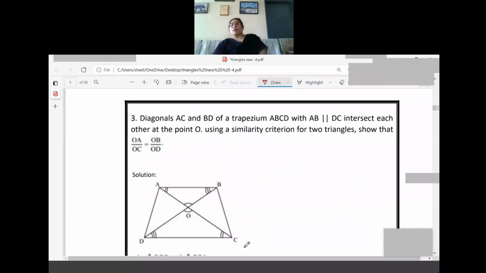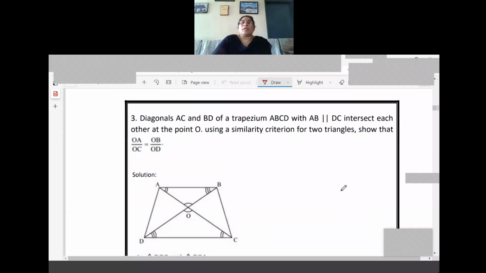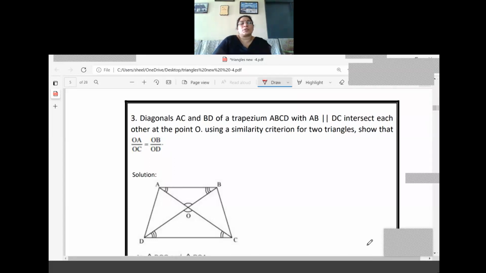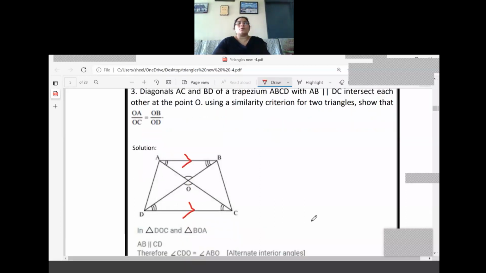Question number 3 now. Diagonals AC and BD of trapezium ABCD with AB parallel to DC intersect each other at the point O. Using similarity criteria for two triangles, show that OA by OC equals OB by OD. So what is given here? Trapezium ABCD is given, with AB parallel to DC.